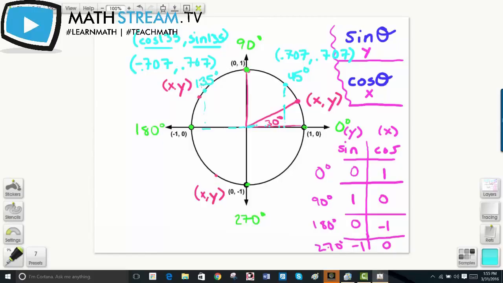And again, it's less than 1 because the point on this circle should never be further away from the center than 1, as it travels around and around with a radius of 1. And yes, in this case, the cosine is going to give us an x value that's negative, and the sine is going to give us a y value that's positive.